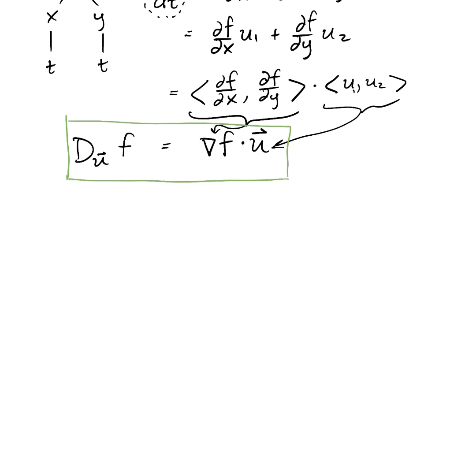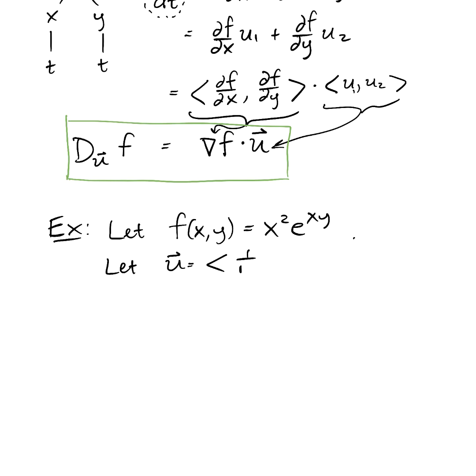So imagine you had this example. This is reminiscent of some of the suggested problems. If you had an example like this, where they said, all right, let f of x y equal x squared e raised to the xy. So that's a perfectly reasonable function of two variables. And then they said, all right, let u be the unit vector, say 1 over root 2, comma 1 over root 2. So if you're thinking about the xy plane, that's this vector here.